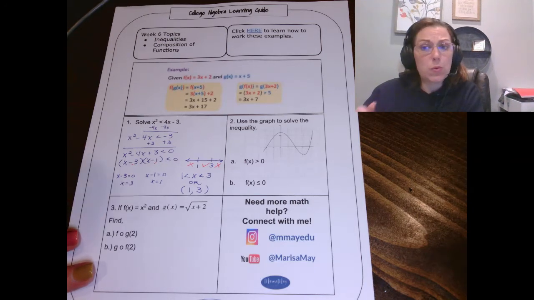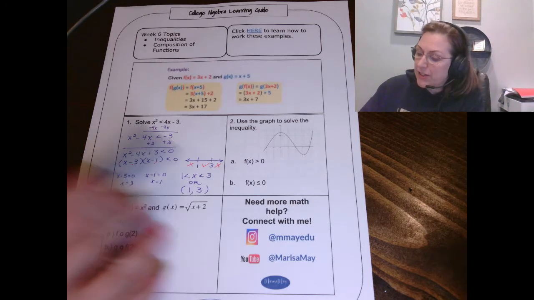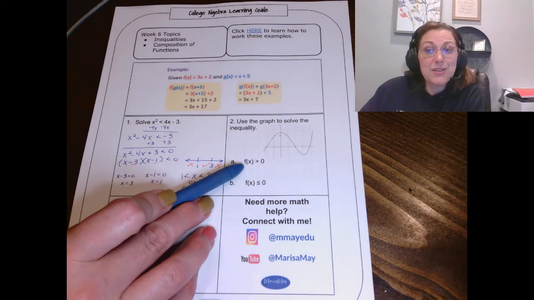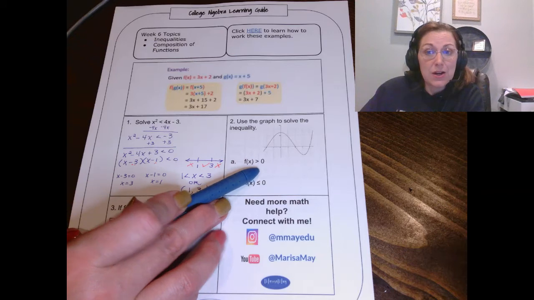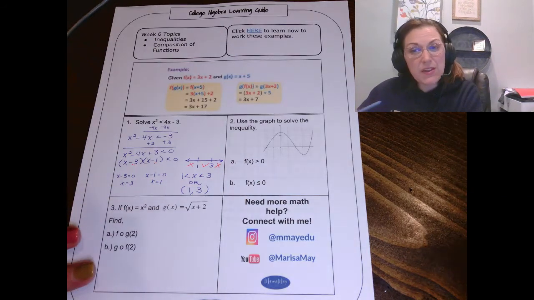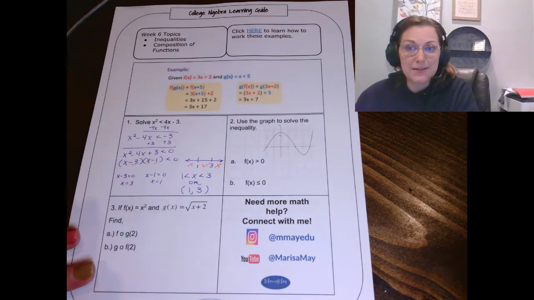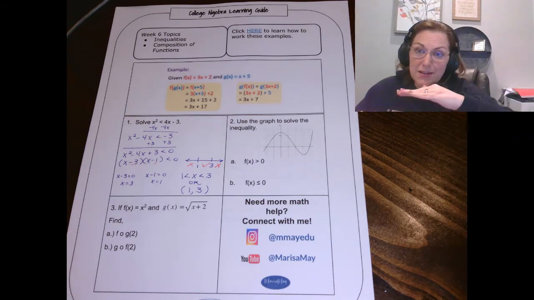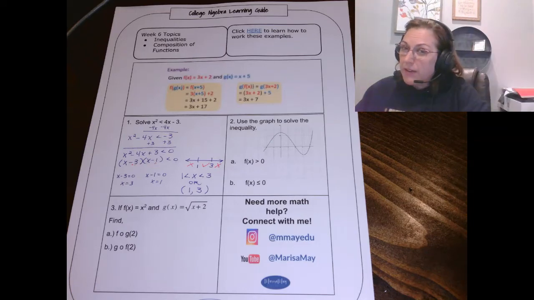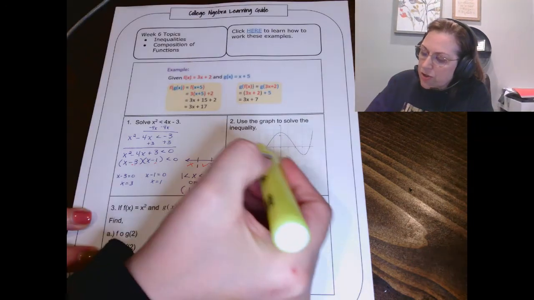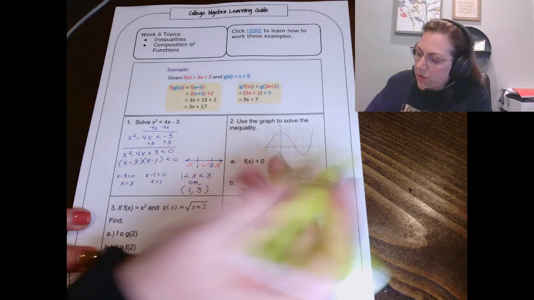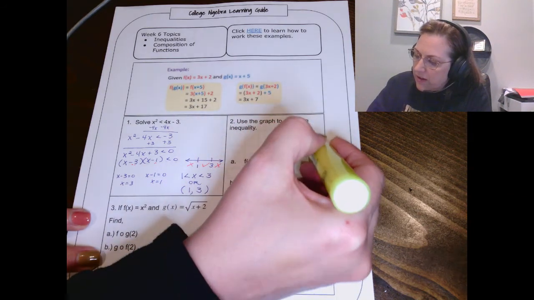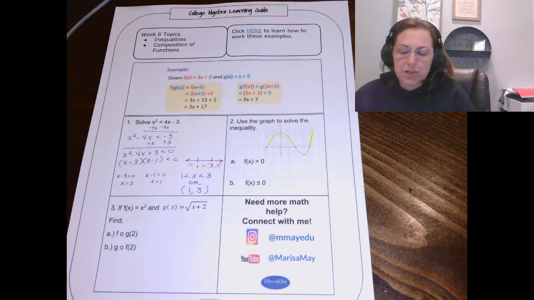For this one, we're given a graph of f of x, and we're asked to solve where f of x is greater than 0. When you see this, I want you to think of f of x being positive. So I'm going to grab a highlighter here. F of x is positive when this graph is above the x-axis. So here's your x-axis. When is this graph above it? Here and here, only in those sections.